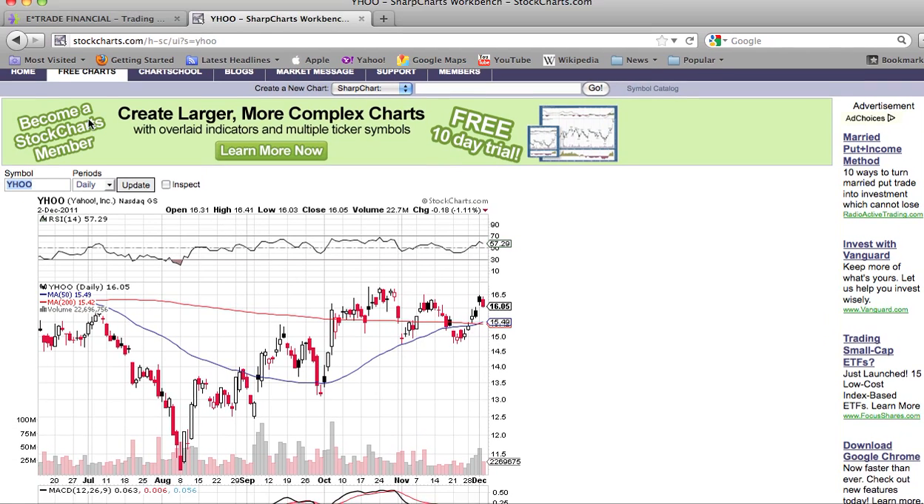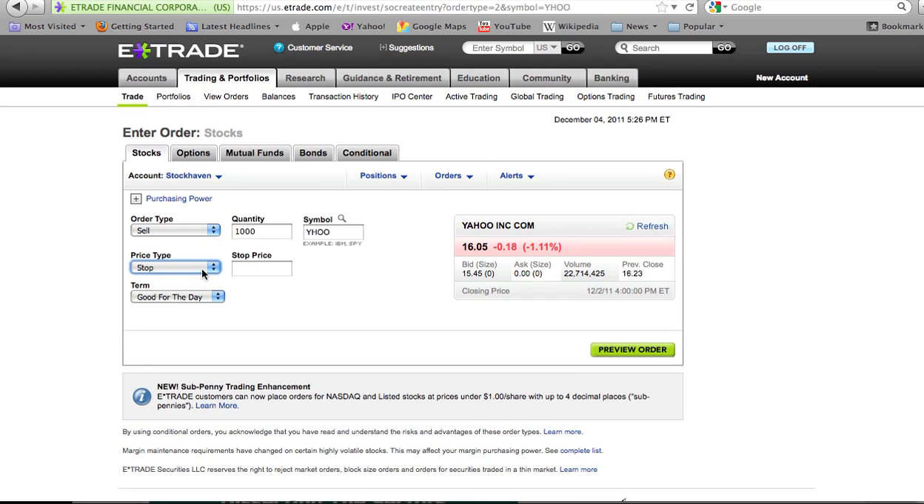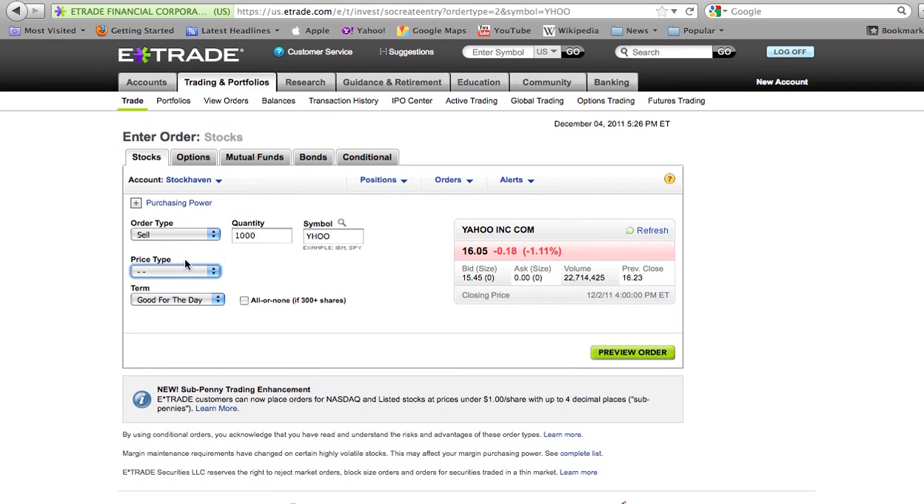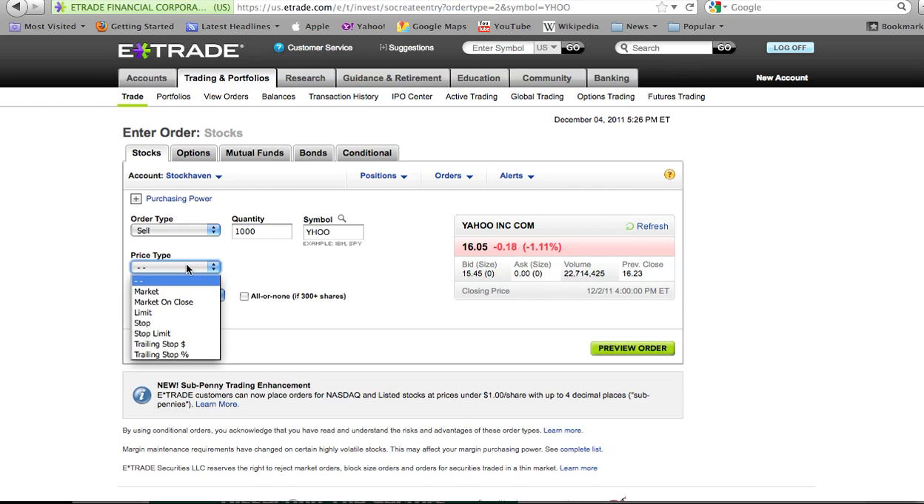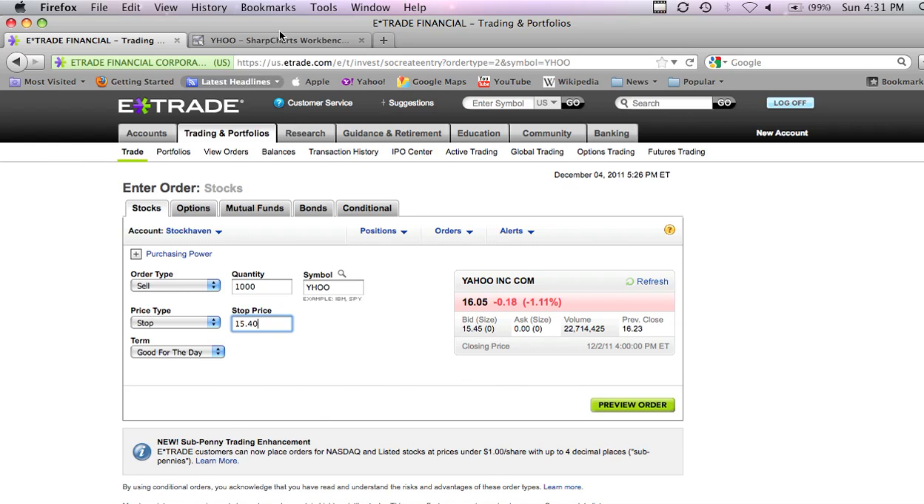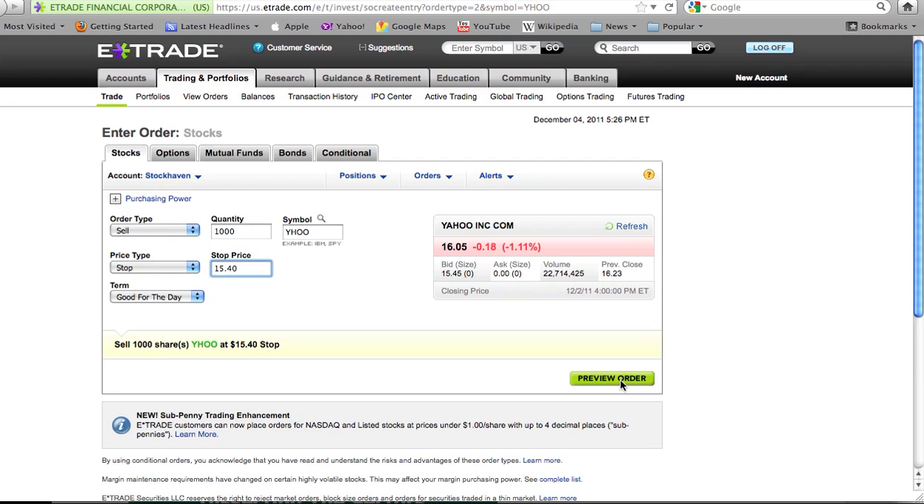in between that range. Now the way we do that, we're using Etrade here, but all brokerages offer this. You would go to the sell, the order type is a sell, you put in your shares, remember this is just an example. The price type, you see you have your market, market on close, limit. You want to go with a stop. So then what you do, you type in the price, we'll put it in at 1540, just below that 200-day moving average. Then you preview the order.